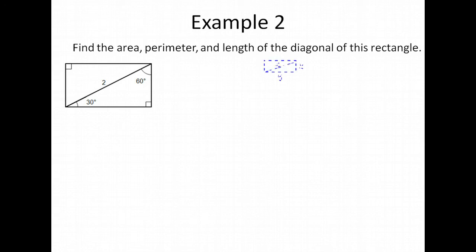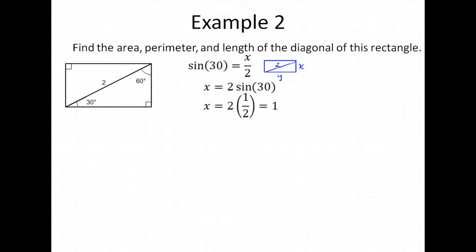The first thing we need to do is find the width, the up and down part here, the vertical part in this particular diagram. That is going to be the sine of 30 equals x over 2. When we cross multiply, x is equal to 2 times the sine of 30. So x is equal to 2 times 1/2, because 1/2 is the sine of 30, and that comes out to 1. So the x part in this little blue diagram here is going to be 1.